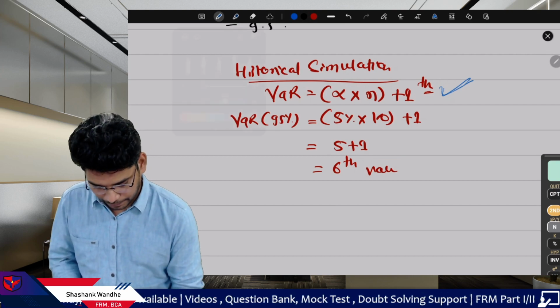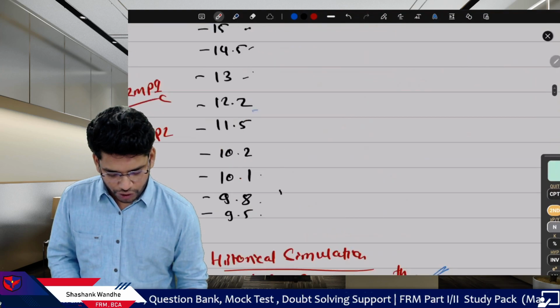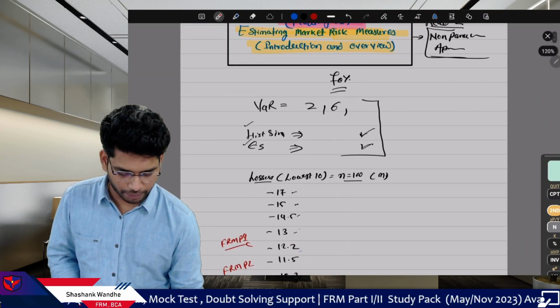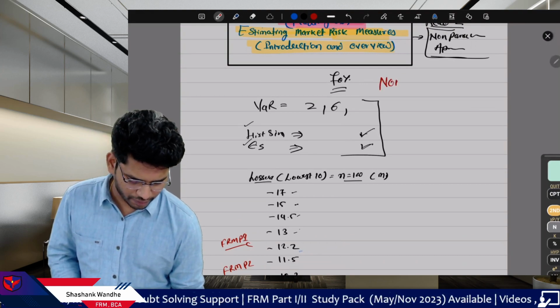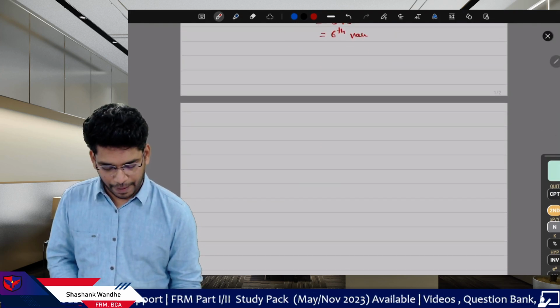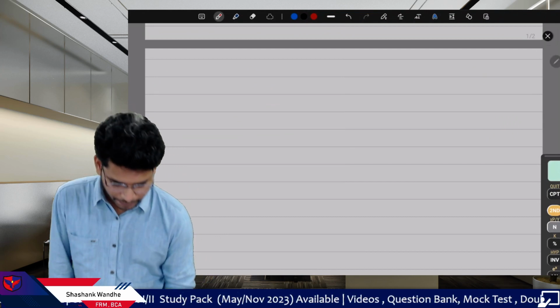Now next. This approach, as we all know, is a non-parametric approach. This is the historical simulation approach. Now we will see the parametric approach, and here also we have one more extra discussion.